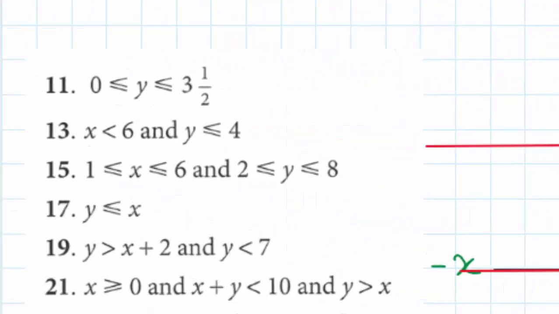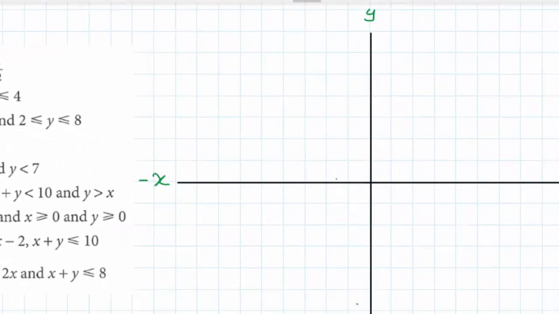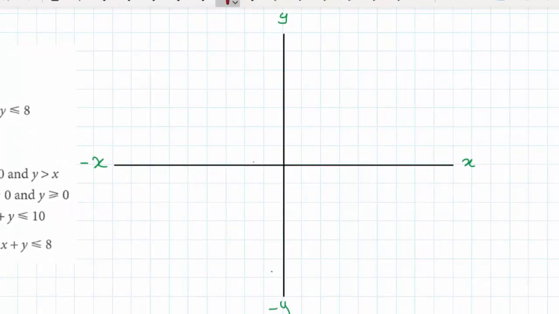Question 13. This time we have two inequalities. So we will have two lines. One of them is a dashed line, the other one is a solid line. So x is less than 6. On the x-axis, 6 is right here. 1, 2, 3, 4, 5, 6. 6 is right here. And on the y-axis, 4 is right here. 1, 2, 3, 4.